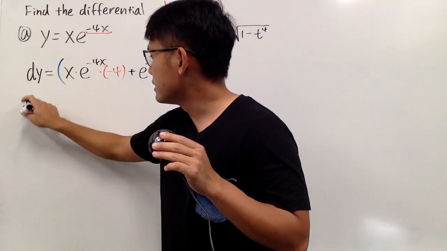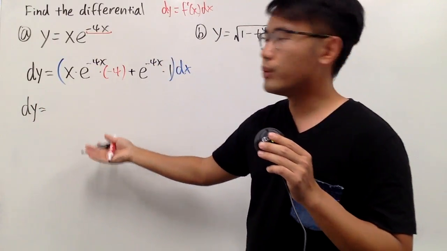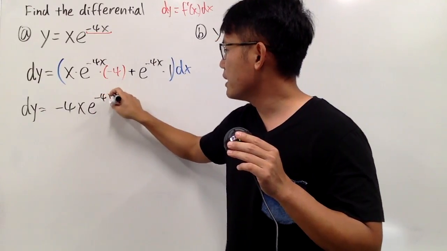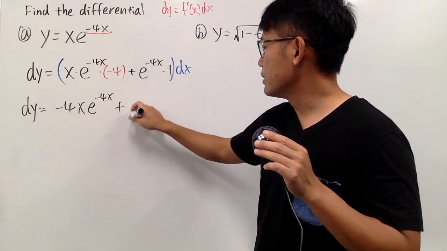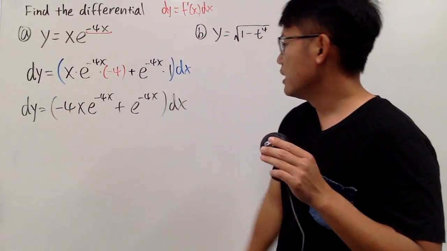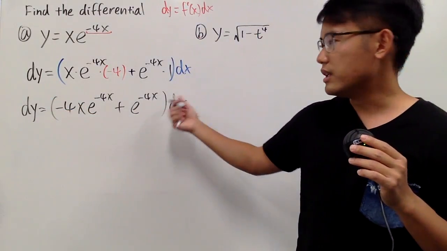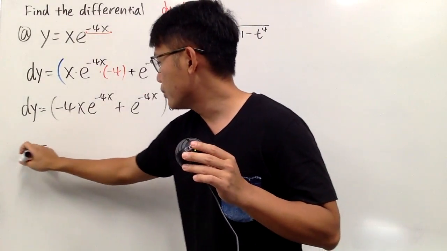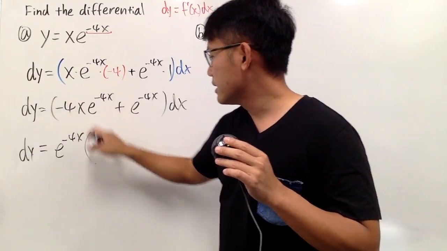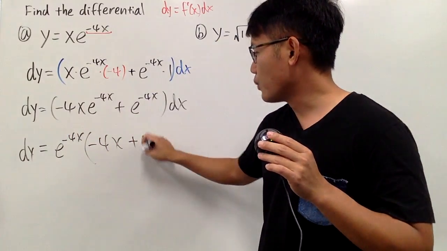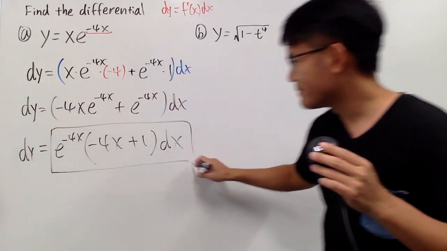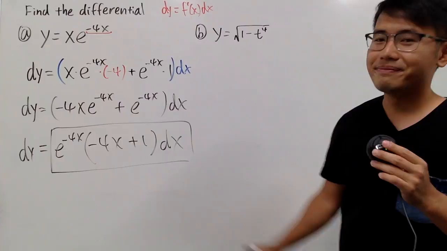In the end, we'll just write this down nicely. dy is equal to negative 4 times that, x e to the negative 4x, plus this is just e to the negative 4x dx. And of course, if you want to factor out the e to the negative 4x, that's fine too. So if you want to do that, you can also have the answer in the form of e to the negative 4x times negative 4x plus 1, and then dx. Perhaps I will box this for our final answer. Okay? So that's the differential for the first one.